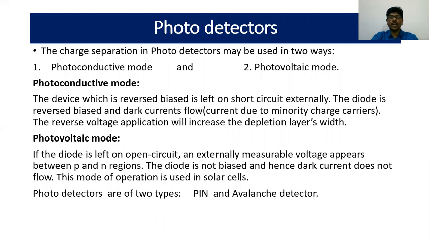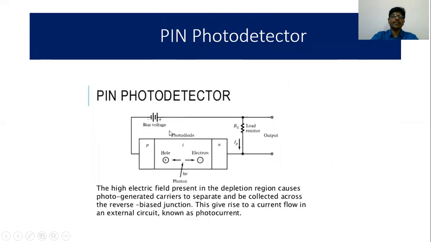And what is photovoltaic mode? If the diode is left on open circuit, an externally measurable voltage appears between P and N regions. The diode is not biased and hence dark current does not flow. This mode of operation is used in solar cells. So we have got two types of photodetectors, PIN and avalanche detectors. We shall see first what is a PIN detector.